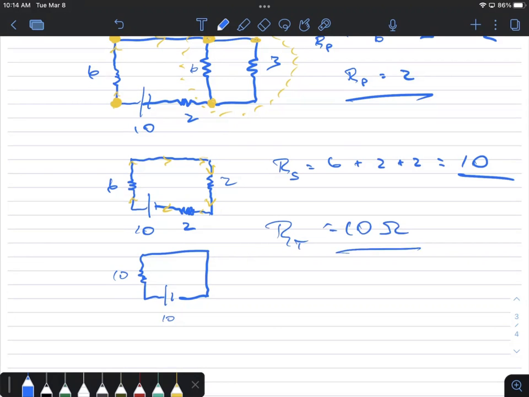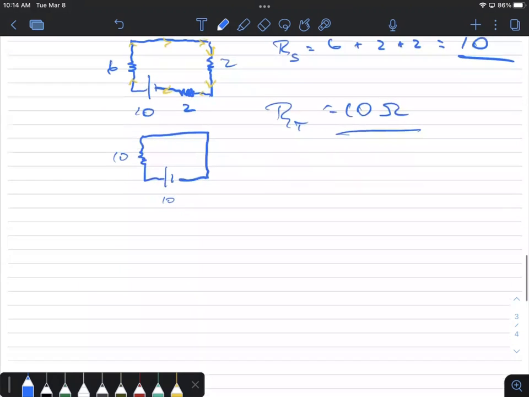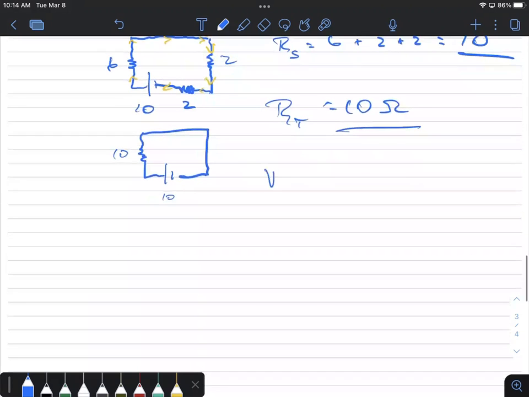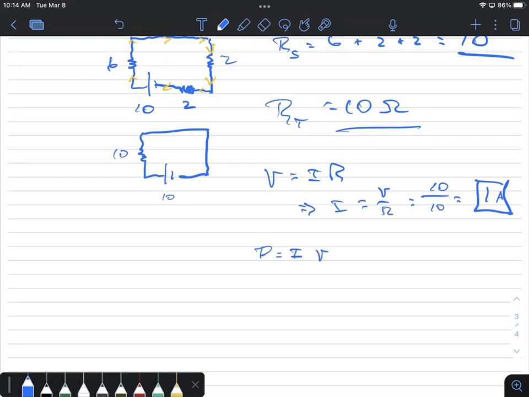However, the problem is not asking for the total resistance. What it's asking me for is the total current. So V equals IR. I use that to say I is V over R. The voltage of my circuit is 10 volts. The resistance, I just calculated it to be 10. So I have a total current of 1 amp. Last question, what's the power? Well, power is just I times V. I just calculated I is 1, and the voltage of my circuit is 10. So I have a power of 10 watts.